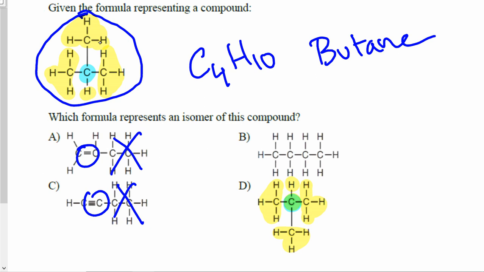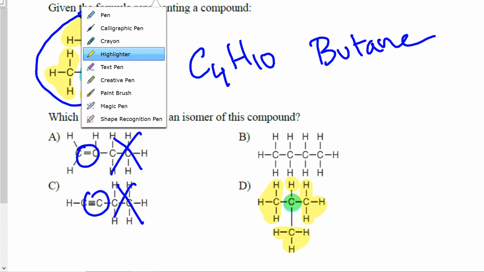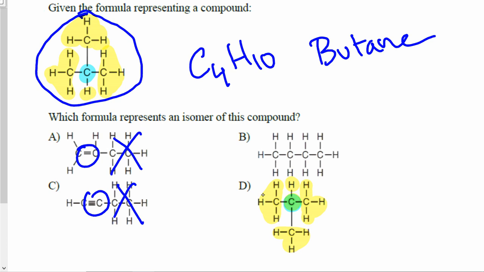So option D looks like an isomer, but it is not. It is the same exact structure that is given initially in the question. So please be very careful. When you're looking for an isomer, the arrangement of the molecules must be different. If you look at option B, we have 4 carbons, and then we have 10 hydrogens, and the arrangement is different compared to what we have initially. So for option B, this is an isomer of the given compound.